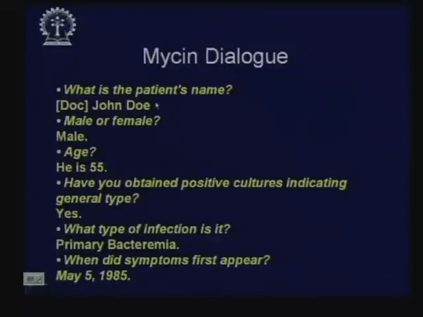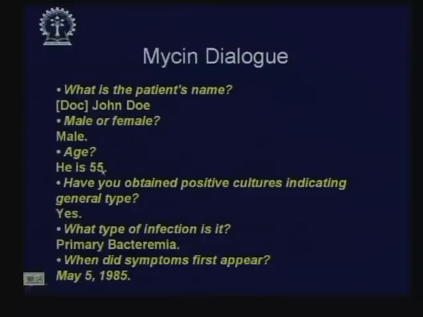But the beauty of MYCIN is, let us have a look at the way it converses with the user. What is the patient's name? The doctor types in John Doe, male or female. These italicized parts, the system is saying. The doctor says male. What is the age? He is 55. So, the system is also understanding this. The doctor cannot write that to my mind he is approximately 55, not a free flowing English, there is some restriction, but he can type in he is 55.